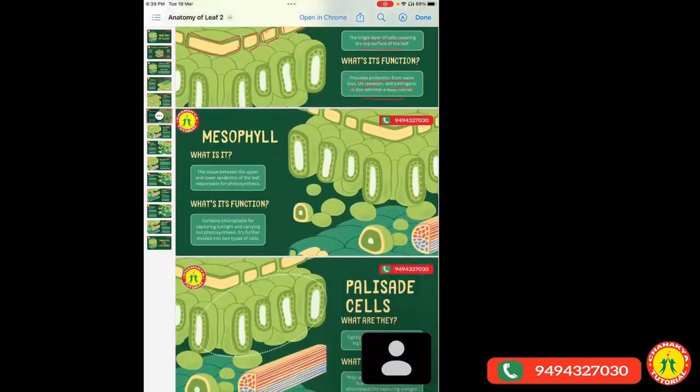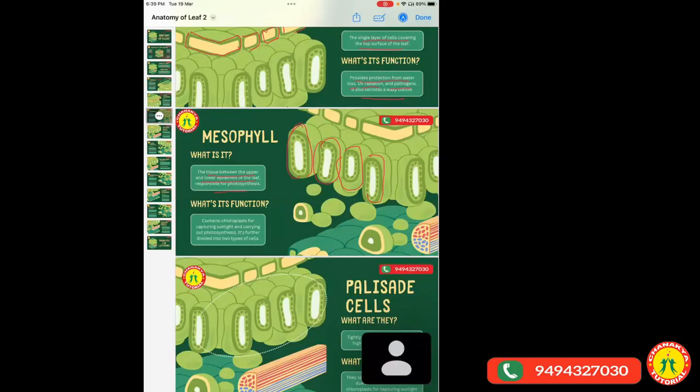Then these cells below the upper epidermis are called what? They are called the mesophyll. So what is it? The tissue between the upper and lower epidermis of the leaf, which is responsible for photosynthesis, is called the mesophyll cells. So these are the tissues present between the upper and the lower epidermis, and they are responsible for the photosynthesis process.